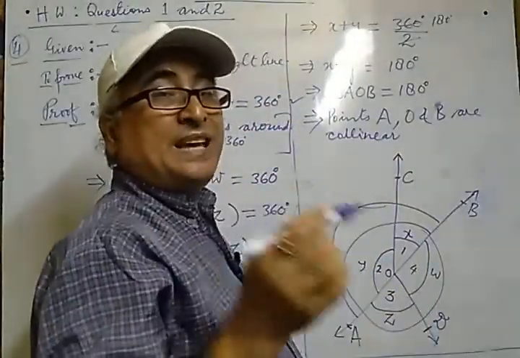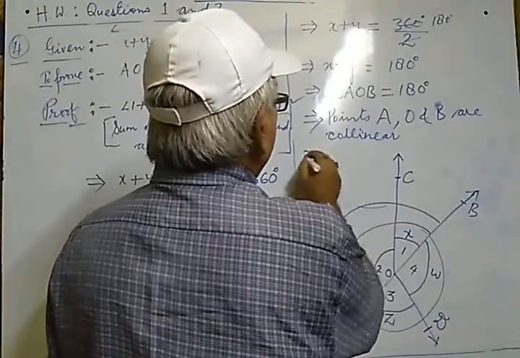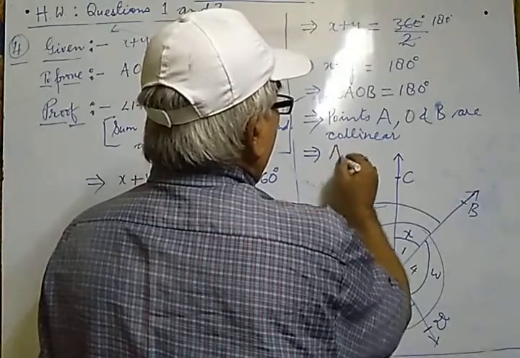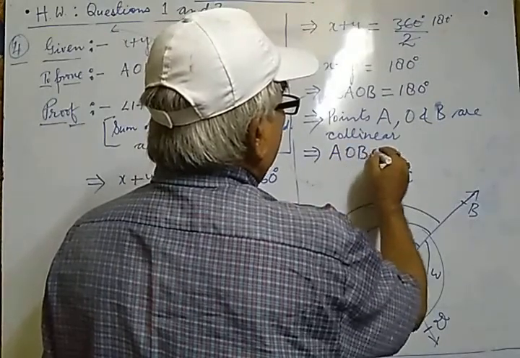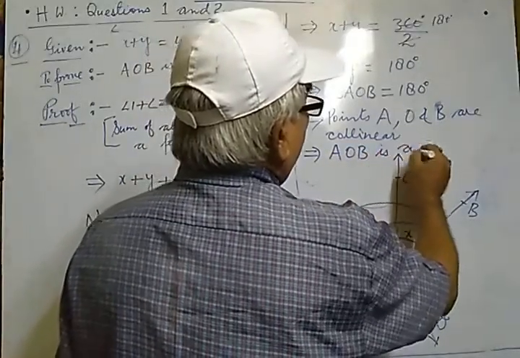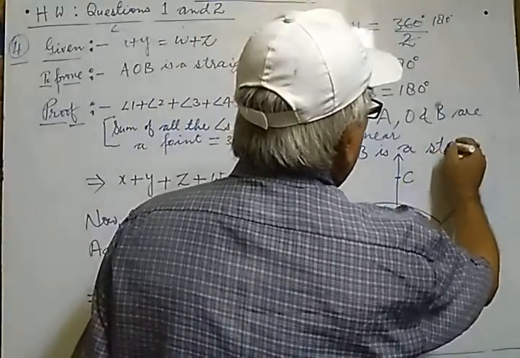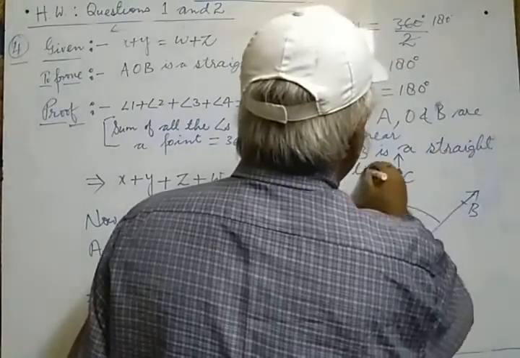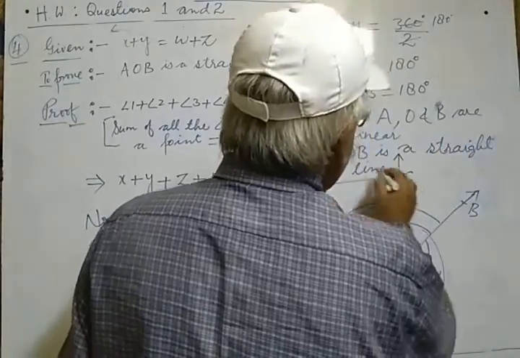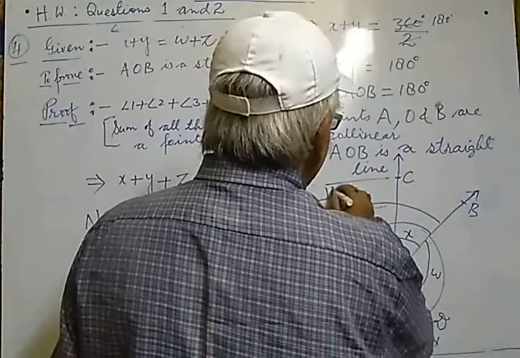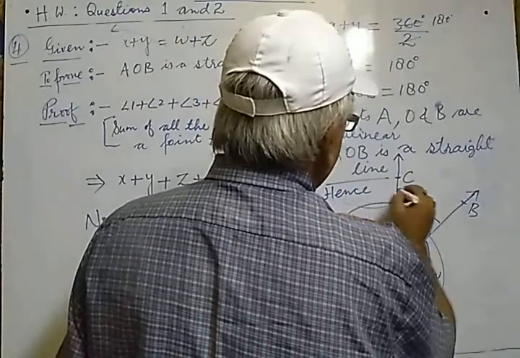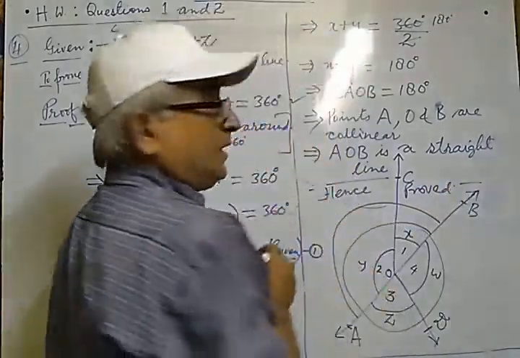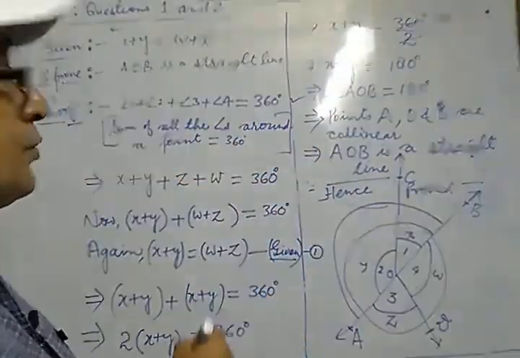Collinear means they are lying on a straight line, and this implies AOB is a what? Straight line, and this one is required. So at last we have to note down, hence proved. In this way we have calculated this question.